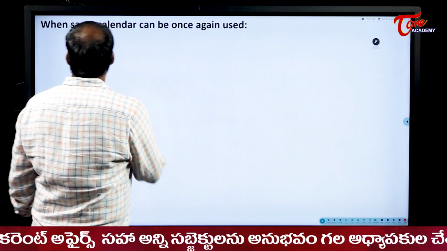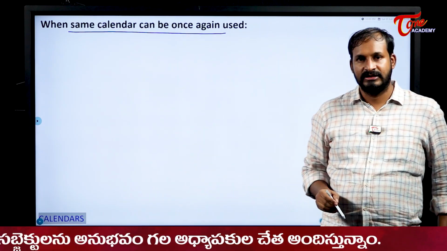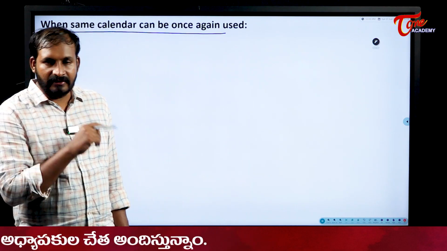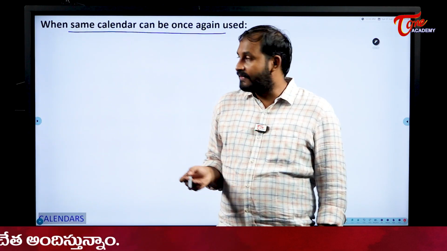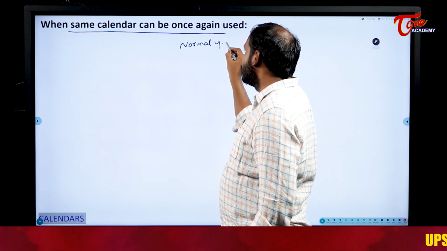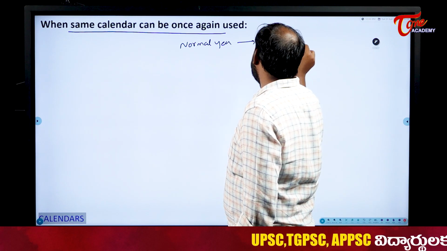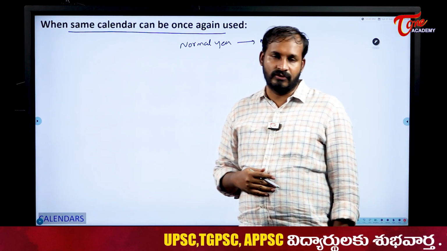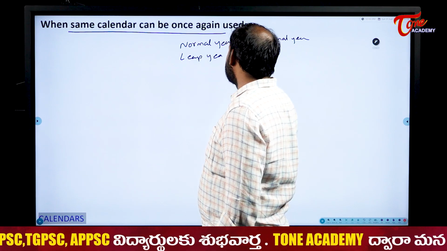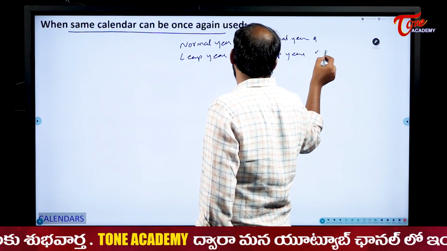Right, the next important question from this one is, when can the same calendar be used once again? See here, students, for what calendars can I use the same calendar once again? Definitely a normal year should be used for a normal year only. Can I use it for a leap year? No. A normal year should be used for a normal year, sir. Yes, good, superb. When it comes to a leap year, I can use the calendar of a leap year for a leap year only. This is the important thing which you should keep in your mind always.